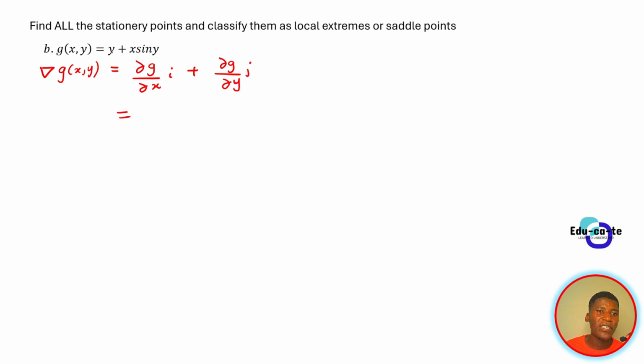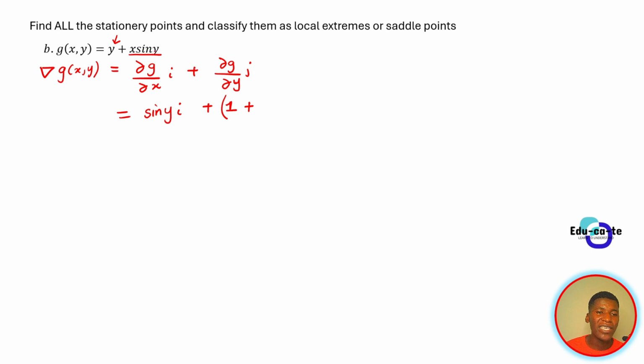Now if you differentiate this function with respect to x, you see that only this term has got x, which is x sin y. Differentiating this in terms of x, you are going to get sin y. So this is sin y i, and then this is plus. Now if you find the partial derivative in terms of y, this term is y. If you differentiate it, you are going to get positive 1 plus.